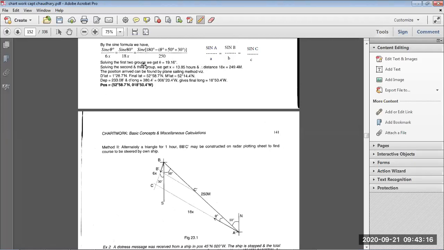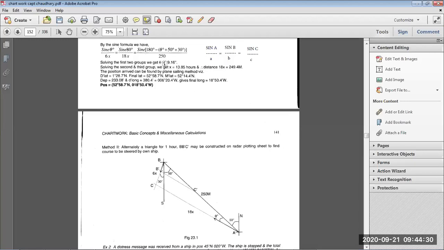Now when we solve these two groups, how do we solve this? First, we take one with known values and one with unknown values. So we make equation 1. We make one equation with this sine 80 upon 18x into this, and we make one equation with this sine theta into x upon this. So we get two equations. We have two unknowns, one is x and one is theta, and we solve the equations.